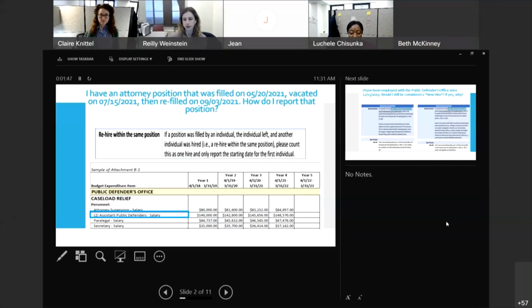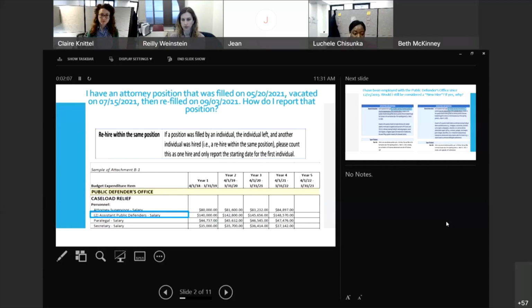A position that has been filled, vacated, then refilled is referred to as a rehire within the same position. And that is for question number 1 and question number 3. A rehire within the same position would only be counted once on your performance measures progress report. Why?